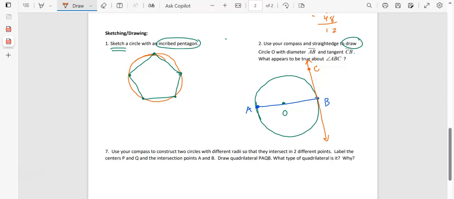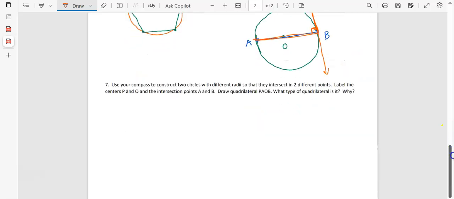And then our last question is, what appears to be true about angle ABC? So here it is, angle ABC. What appears to be true? If you want, you can take your protractor, but it appears to be 90 degrees, which, as you guessed it, we will come back to later. I keep saying that.